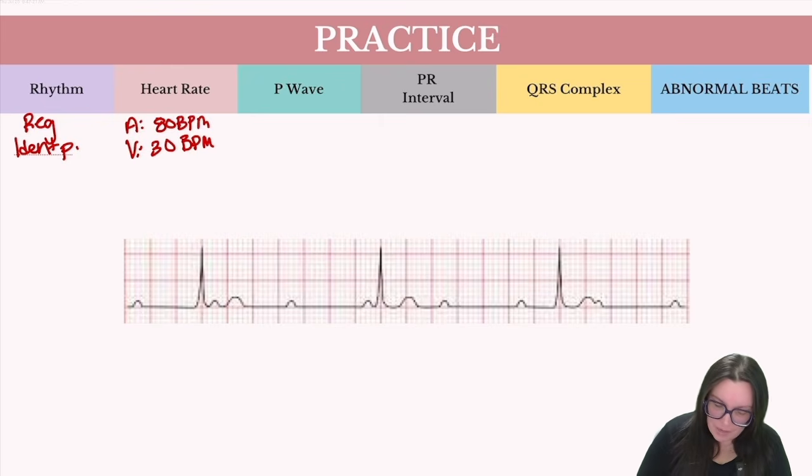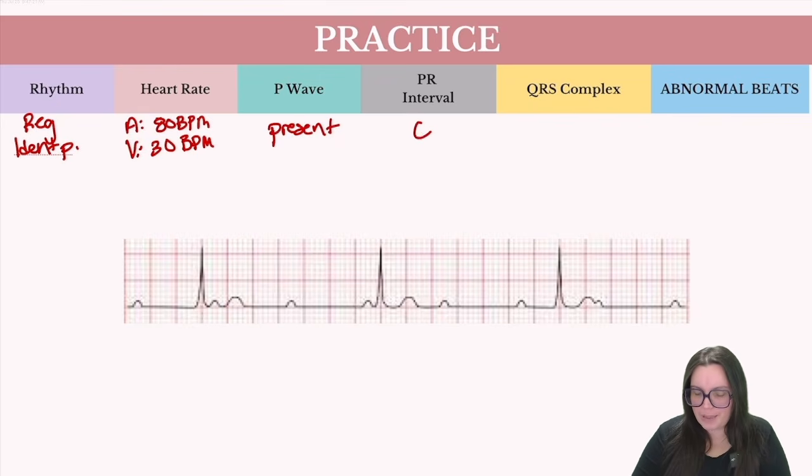Do I have P waves? I do, right? I can identify my P waves as I move down this strip, so they are definitely present. But do I have a PR interval? Not really, right? I can't really identify any consistency when it comes to the PR interval because this one's really, really long.